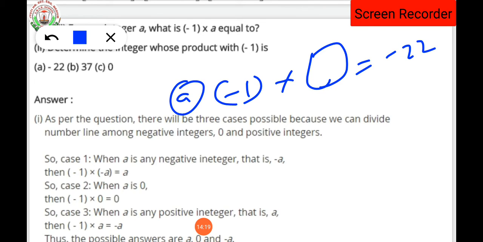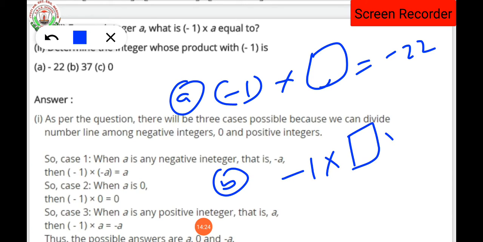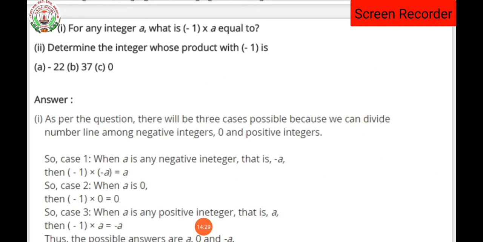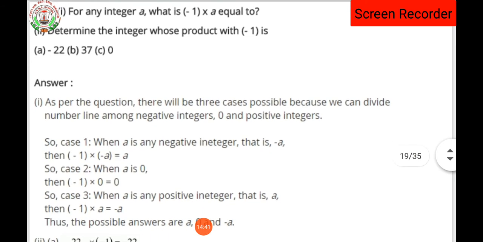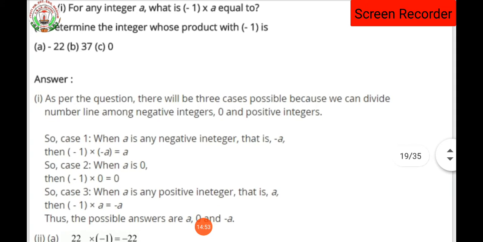In the B part of the question it is said the same: minus 1 will be multiplied by which number to get the answer 37. Then minus 1 will be multiplied with which number to get the answer 0. Okay, you have to find that number. So look at the solution, what is said here. As per the question, there will be 3 cases possible because we can divide the number line among negative integers, positive integers and 0. As we know, students, integers are of 3 types.